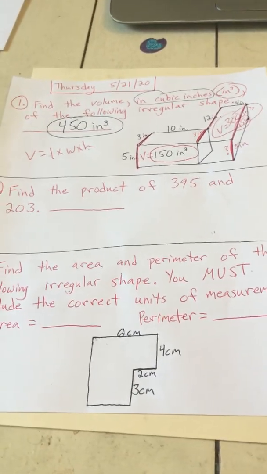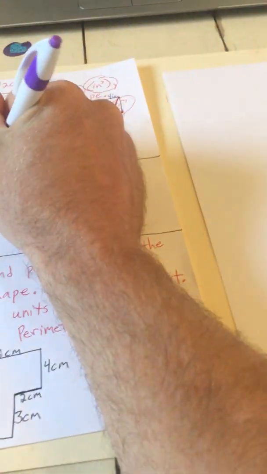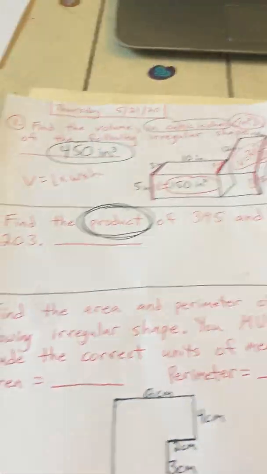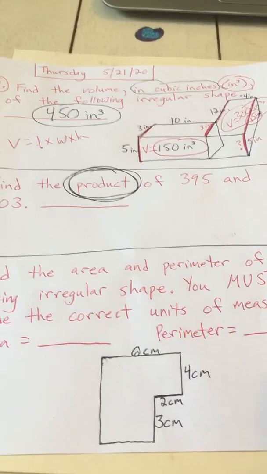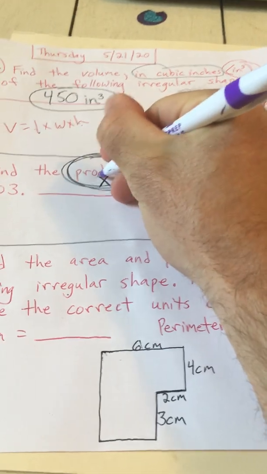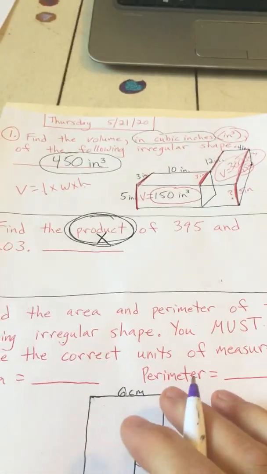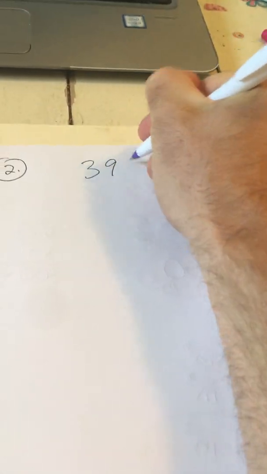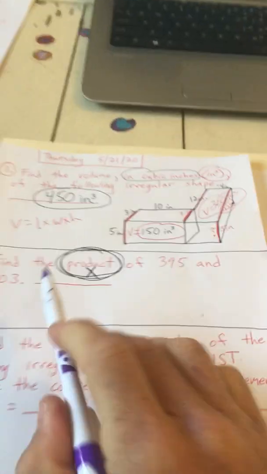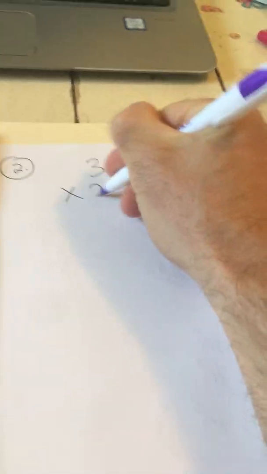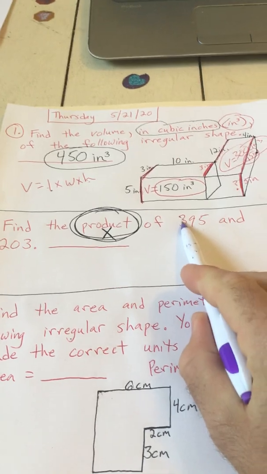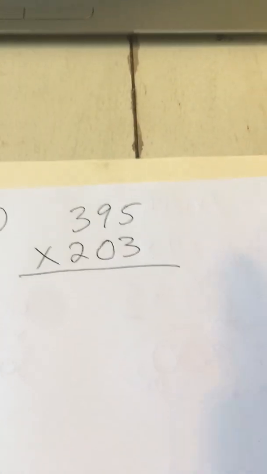It says find the product of 395 and 203. So product is the answer to a multiplication problem. You should know that by now. We've been doing that quite a bit. So we are multiplying 395 times 203. Check very, very carefully that we have the correct numbers. So we're doing 3 digits times 3 digits. So this is tricky. We just got to be extra, extra careful.